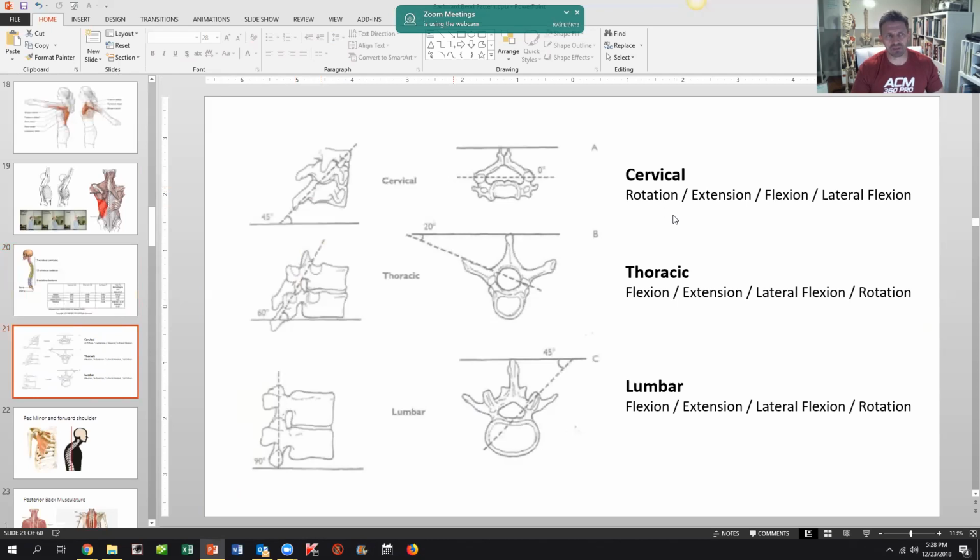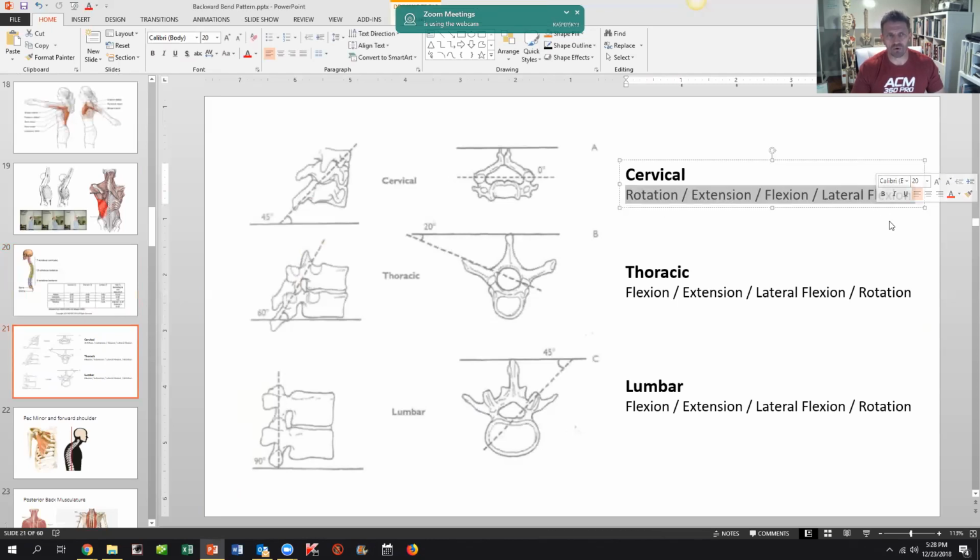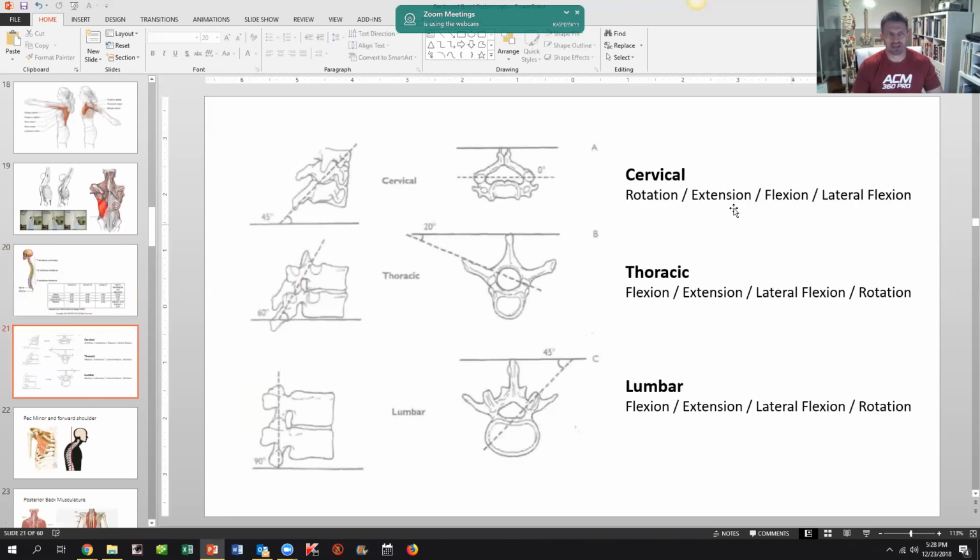And I gave you the pattern of movement in order as to highest and lowest. In cervical, we understand, has the most ability to rotate based on its orientation. It's not vertical. I mean, it's not horizontal, but it's much more so than the rest of them. Extension, flexion, and then lateral flexion. Based on the orientation of these vertebrae, they don't like to tilt to the side, but they like to go into rotation more.